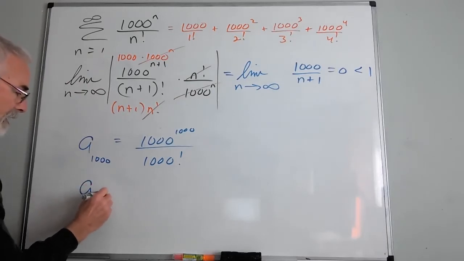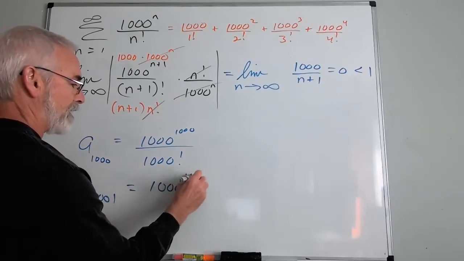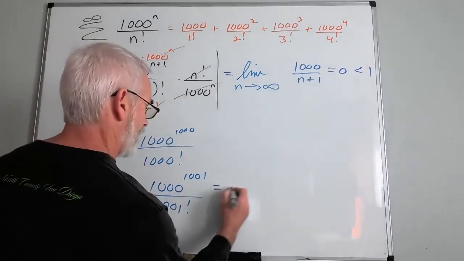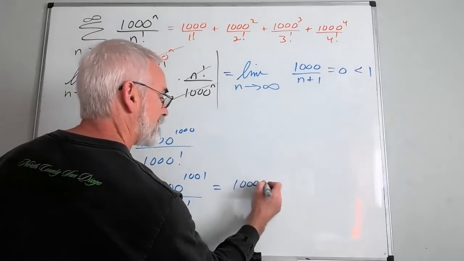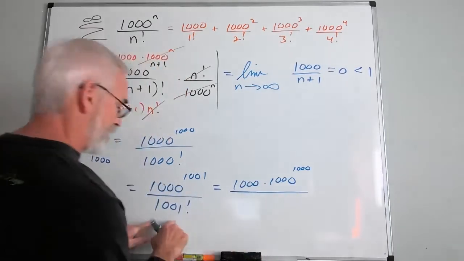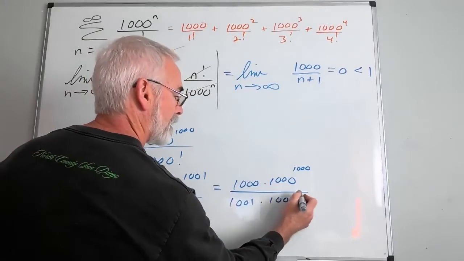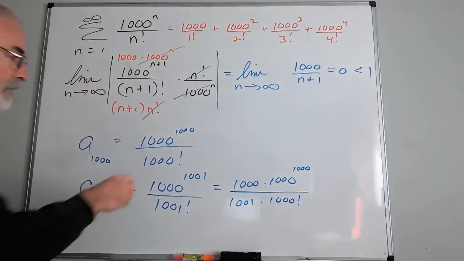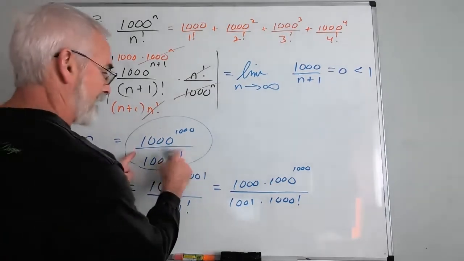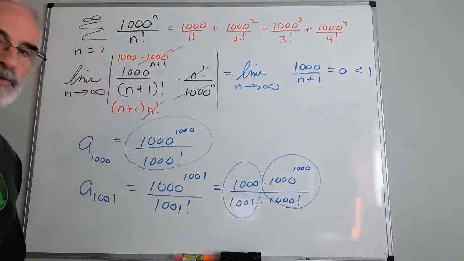By the way, what's a 1,001? Well, won't that be 1,000 to the 1,001st over 1,001 factorial? Well, what's the big deal? Well, let me rewrite that like this. That's 1,000 times 1,000 to the 1,000th. My denominator is 1,001 times 1,000 factorial. This number is astronomically large. There is no question about that. See that number? It's right here. And I just multiplied it by 1,000 over 1,001.